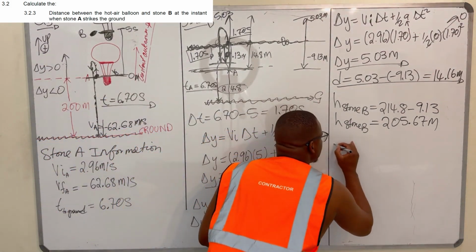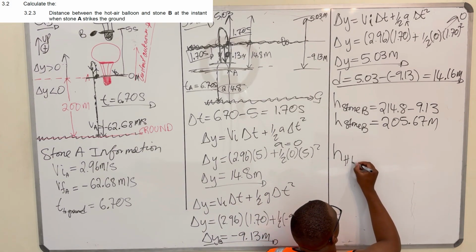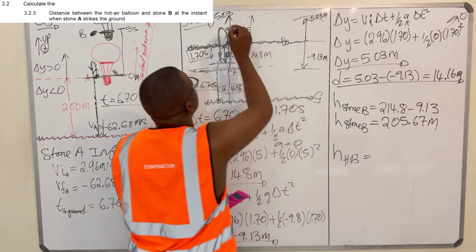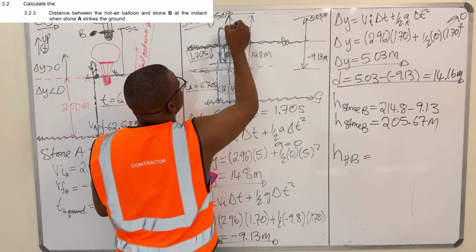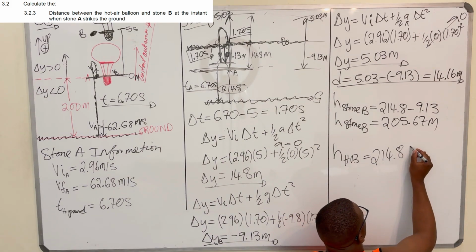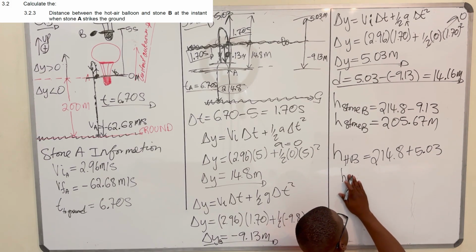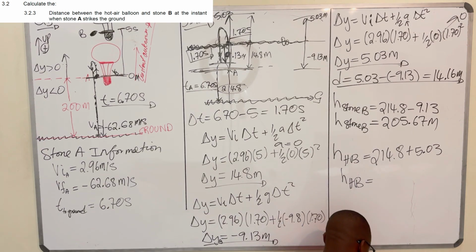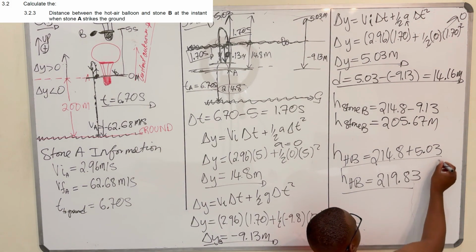So now let's get the height of the hot air balloon. The hot air balloon is here, which is going to be this 214.8 plus that height there. So the height of the hot air balloon is 214.8 plus 5.03, so it's 219.83. So this is the height from the ground, right?